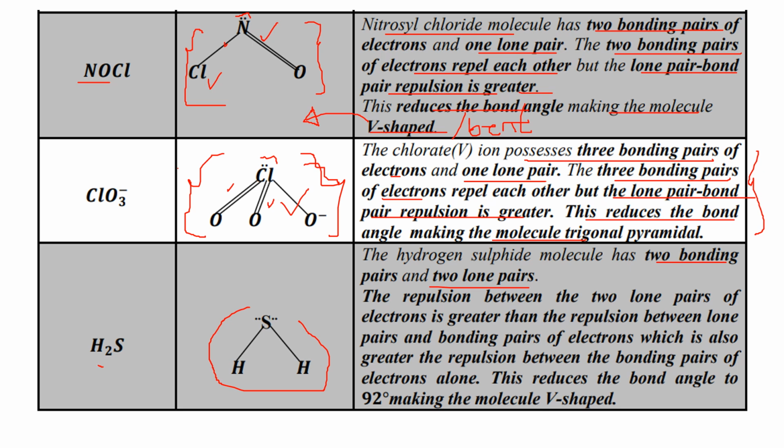So here, we are going to say that the repulsion between the 2 lone pairs of electrons is going to be greater than the repulsion between the lone pair and bond pairs of electrons, which is also greater than the repulsion between the bonding pairs of electrons alone. With that being said, we make a conclusion that this reduces the bond angle to 92 degrees, making the whole molecule V-shaped, or someone can say bent. So when you are drawing your structure, make sure that you draw your lone pairs of electrons alone, and you also draw the bonding pairs alone.